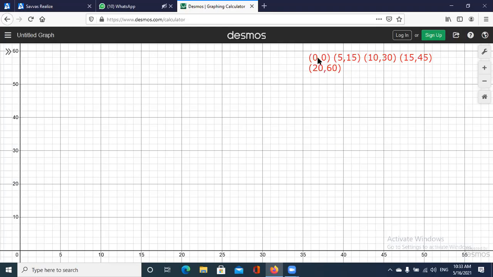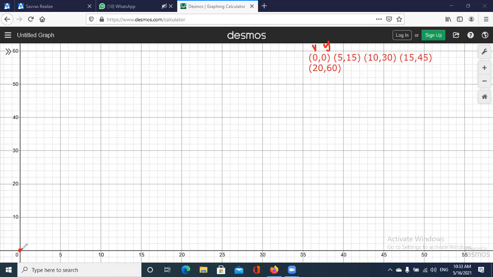Now we say that in the ordered pair, the first number refers to the x coordinate, right? And the second number refers to the y coordinate, right? So the first number I need to put in the x axis, and the second number I need to put in the y axis. So the first point is x 0 and y 0. So x equals 0, and y equals 0. So this is the origin point, 0, 0.